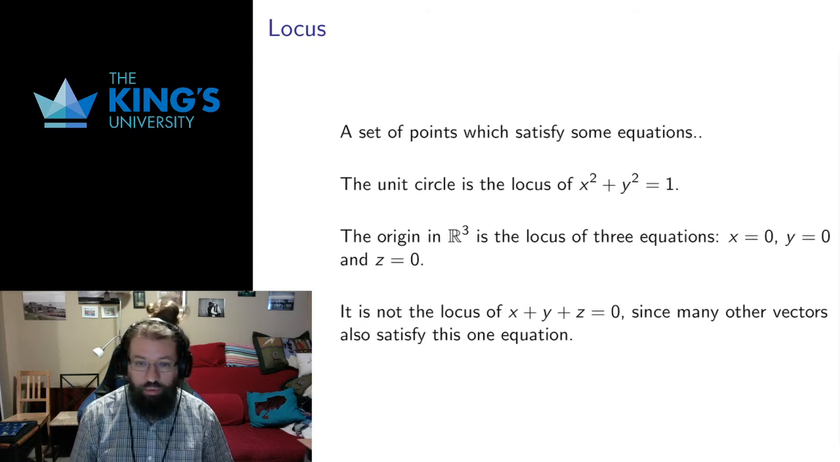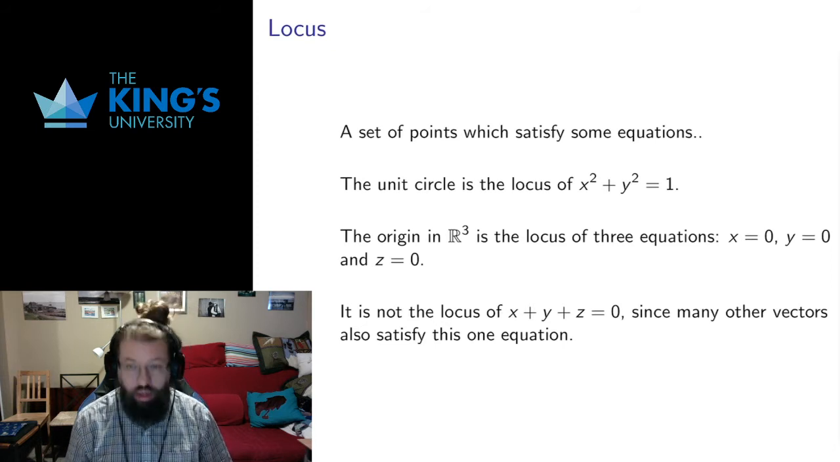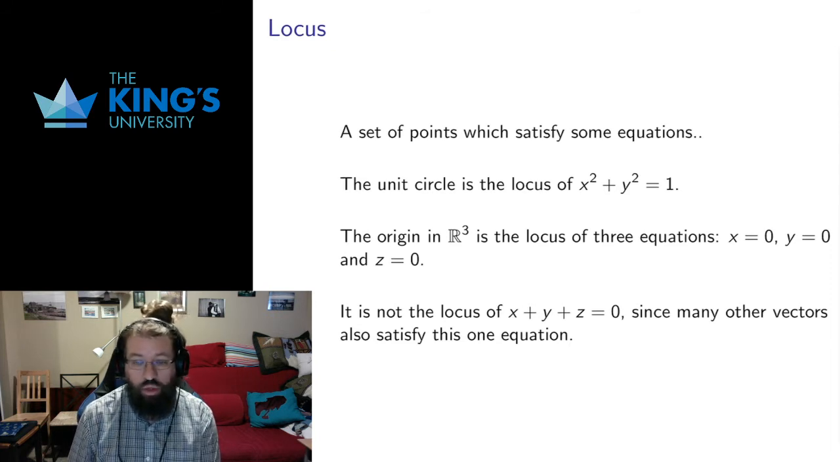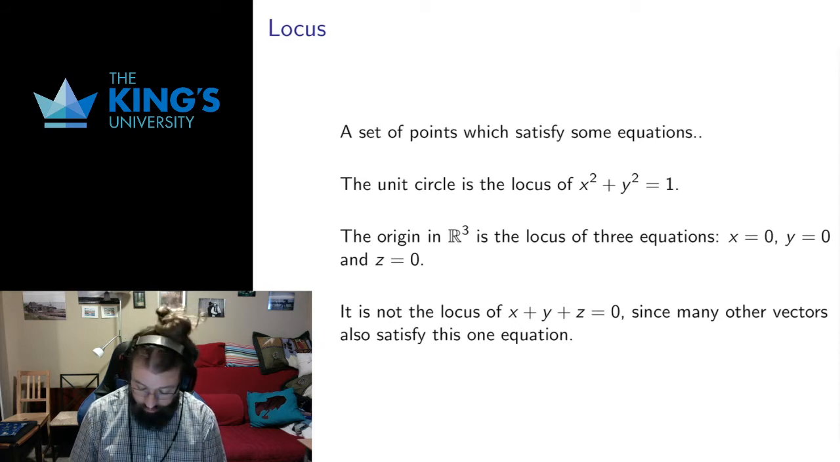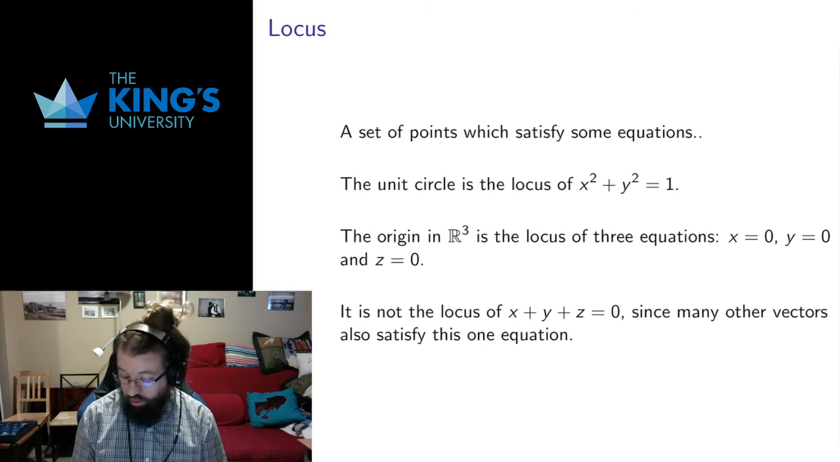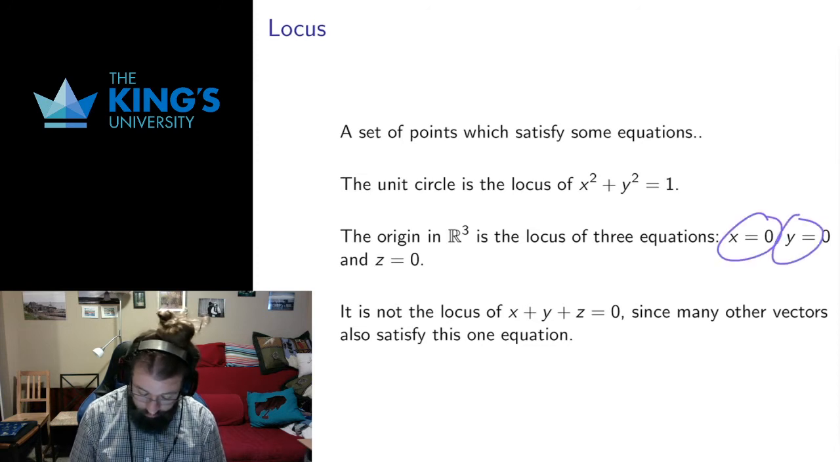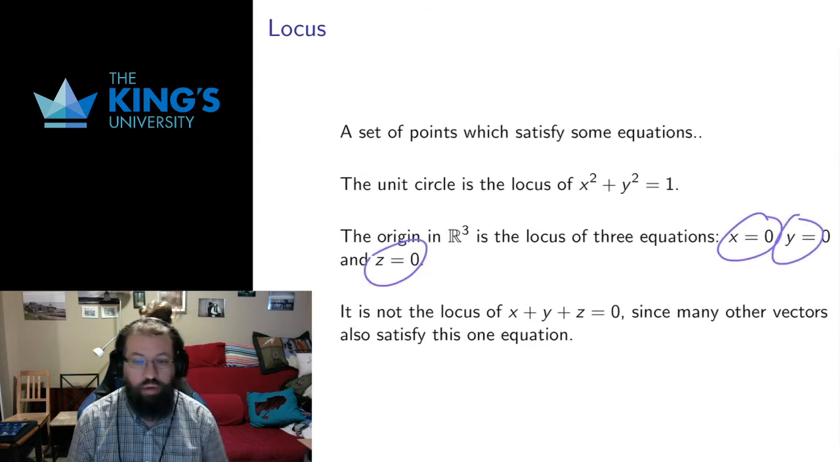Some classic examples: the unit circle is the locus of x squared plus y squared equals 1 in the plane. That's just one equation, gives us one shape. We can have multiple equations. So if I have the equation x equals 0, y equals 0, and z equals 0, the origin is the locus of all three of those equations. So I put all of them together. I need this one, I need this one, and I need this one to specify that I only mean the origin as a single point.